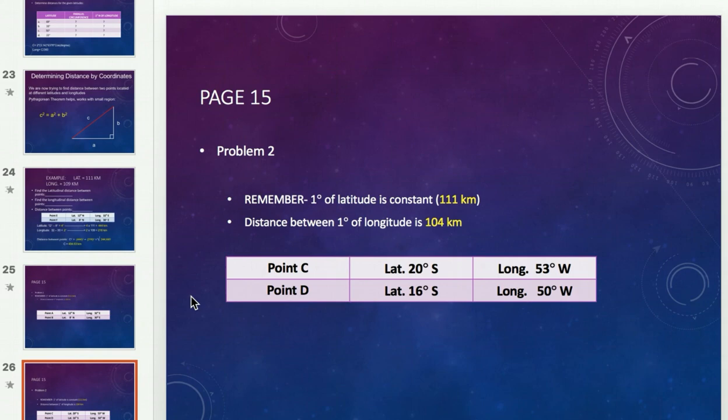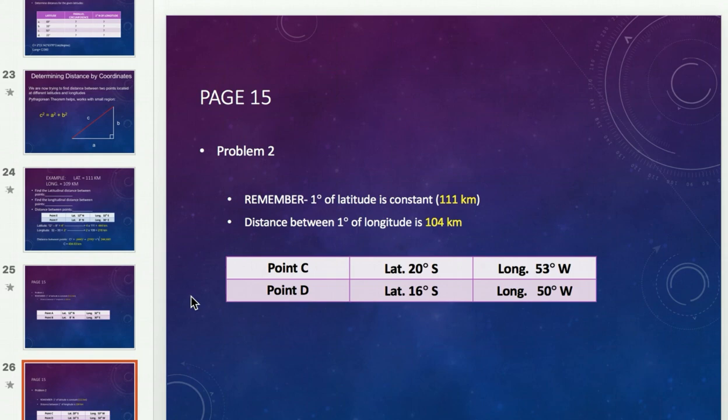And then your longitudinal distance between points will basically be on this D, or you could say Y, or keep it Y. It is going to be 3 times 104, which is 312 kilometers. Make sure you write kilometers.